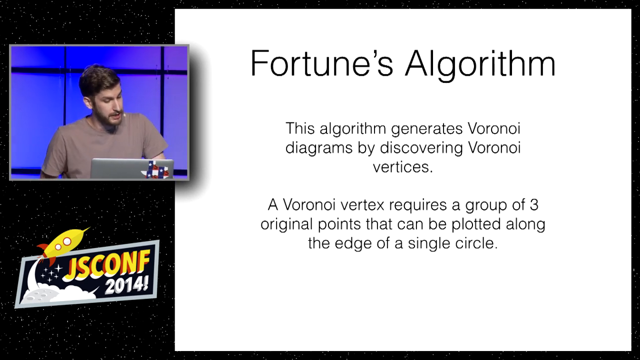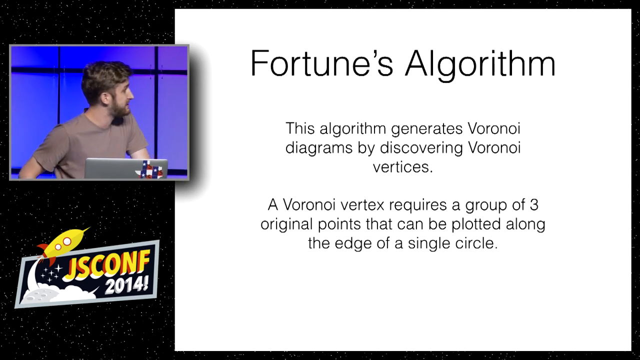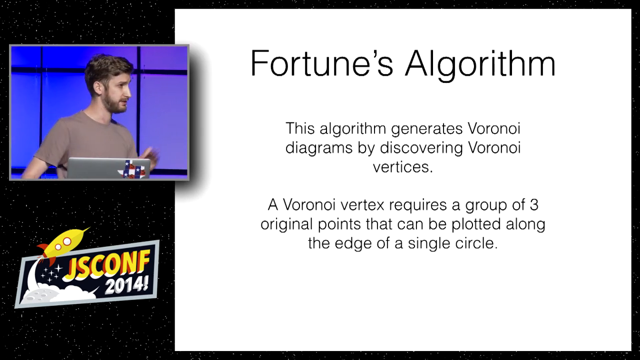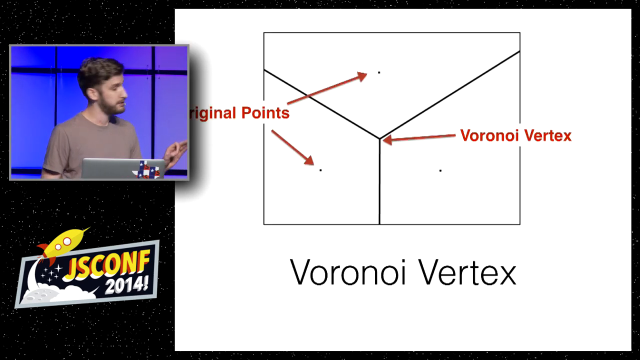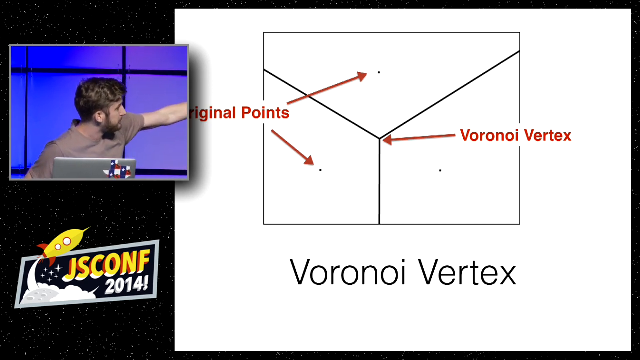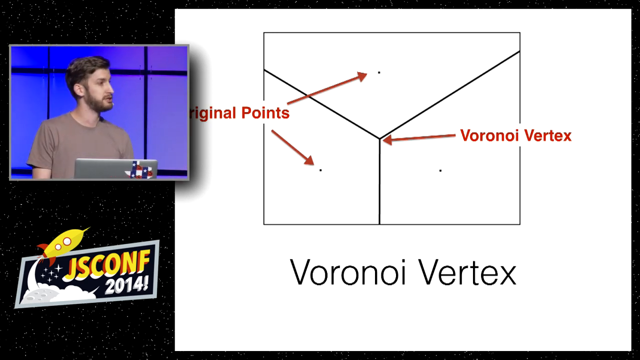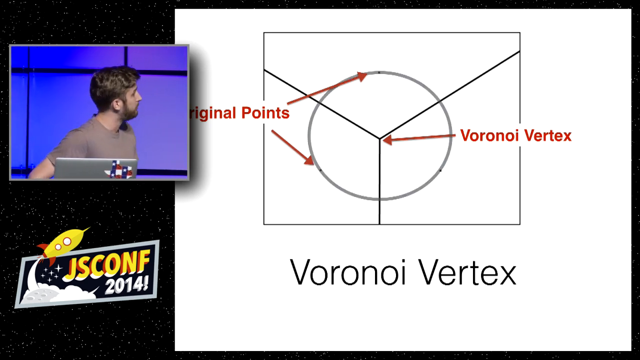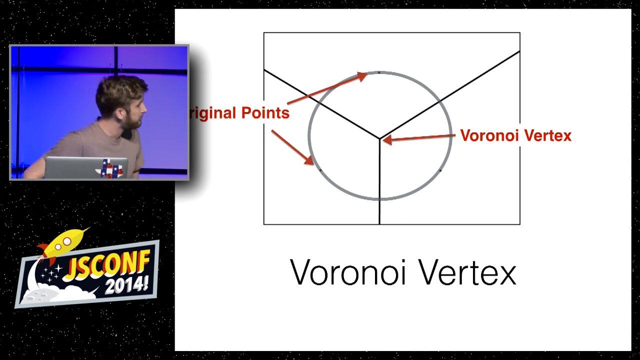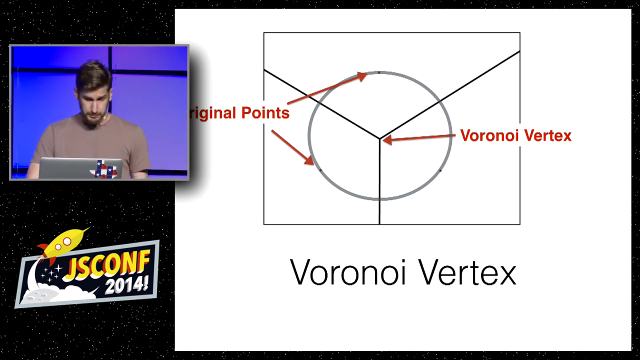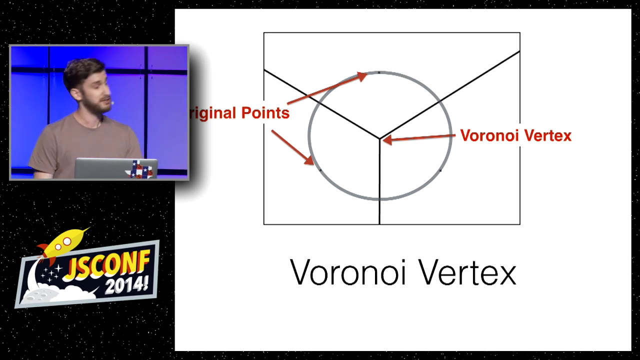So Fortune's algorithm generates Voronoi diagrams by discovering what's called a Voronoi vertex. And a Voronoi vertex requires 3 of the original points. So to put that visually, we've got the 3 original points, and then we have a Voronoi vertex in the middle. That's where all the lines meet. So Fortune's algorithm just works to discover these vertexes. And we can see that is the circle that the 3 original points live on the edge of. And in the center of that circle, we can put a Voronoi vertex. The circle needs to be empty.